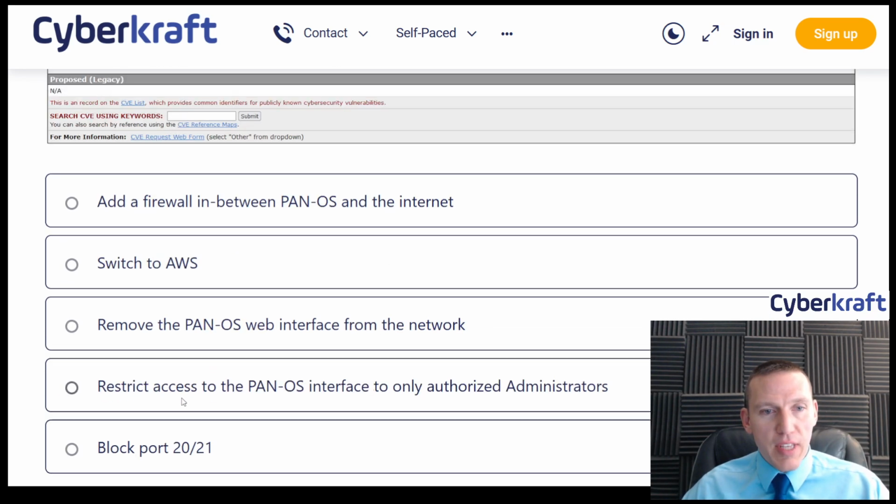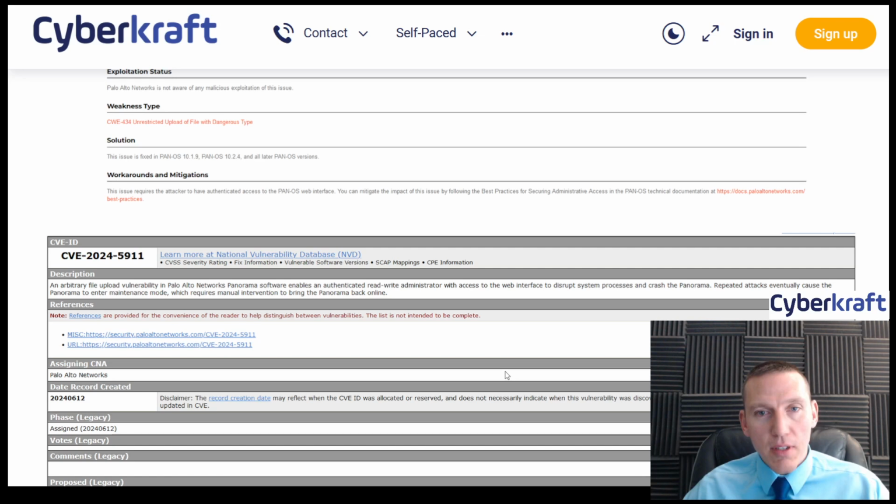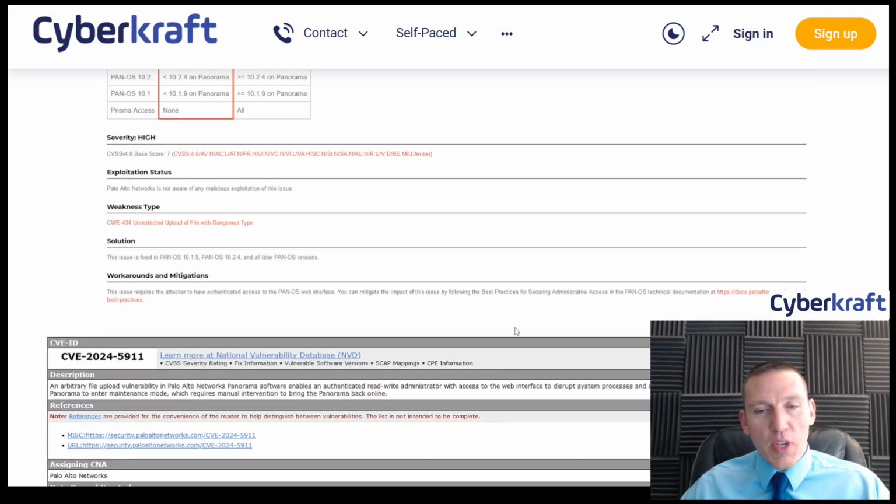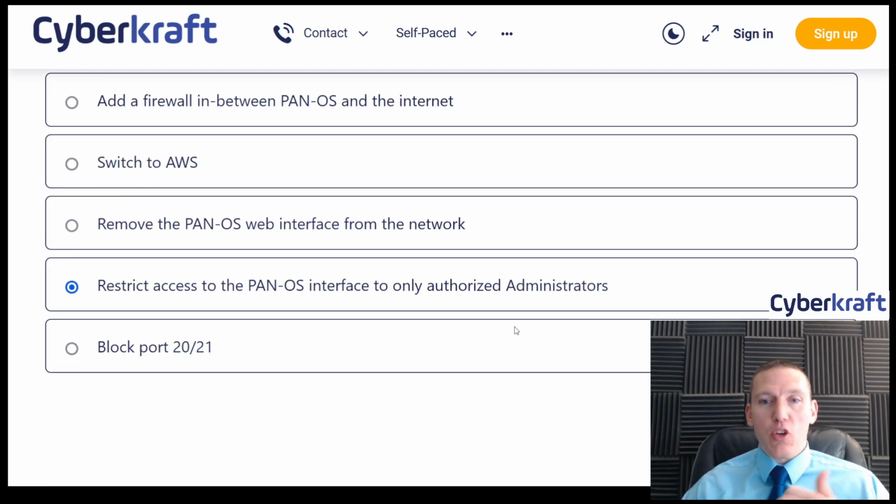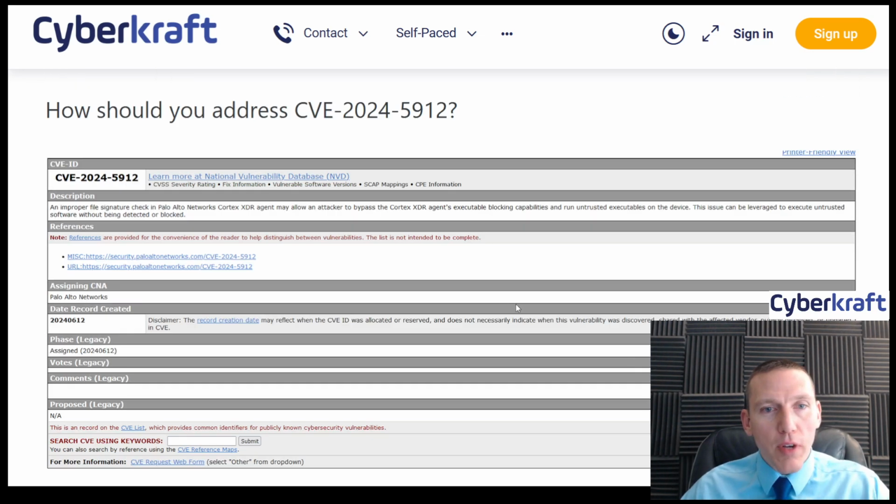So I think of all of these, this one makes the most sense: restrict access only to authorized administrators. So if we didn't have the patch available, or maybe we couldn't apply the patch, maybe it caused conflicts in our environment, that does happen, then we could have a compensating control, essentially. So I think this would be a good compensating control. Okay, all right, let's keep going.